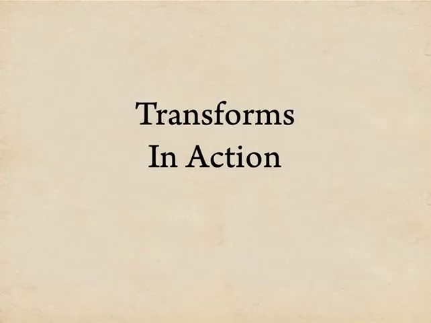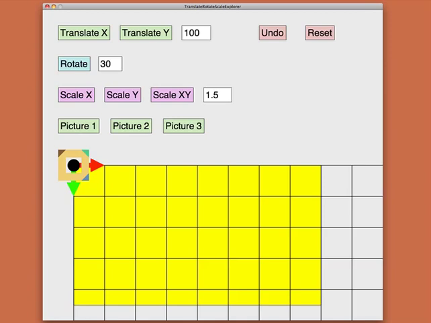In this video, I'll demonstrate the three transformations we've looked at, and we'll see how they interact. Here's the environment in which I'll demonstrate transformations. You can see a big yellow rectangle at the bottom of the screen. That's my graphics window. Superimposed on that is a grid. Those grid lines are 100 pixels apart, so each box is 100 pixels by 100 pixels.